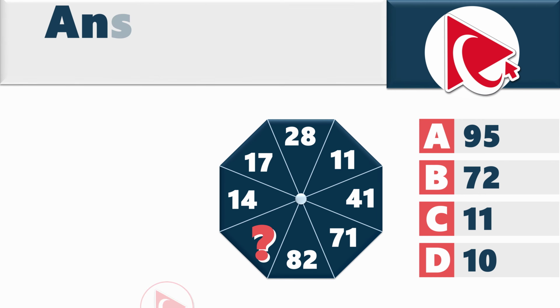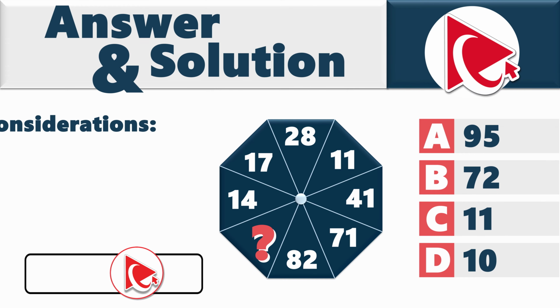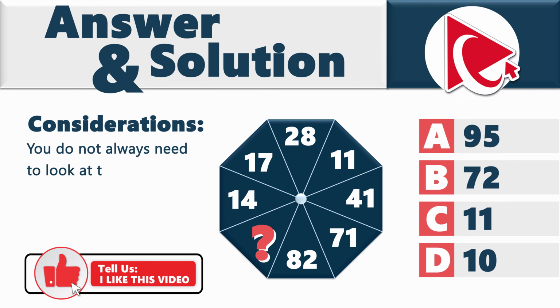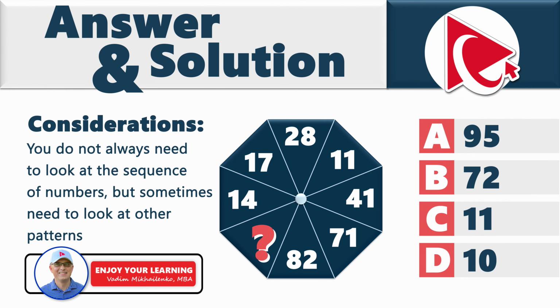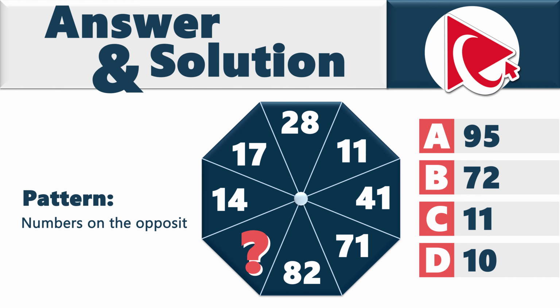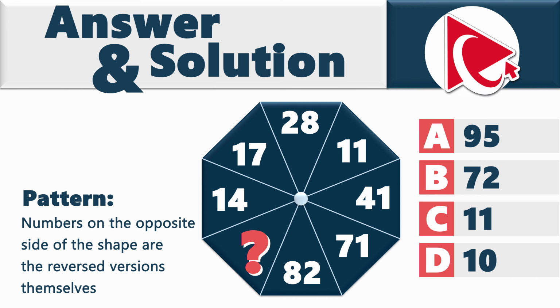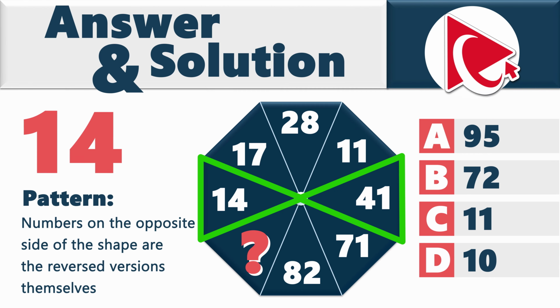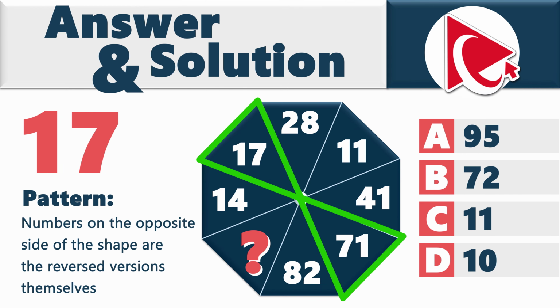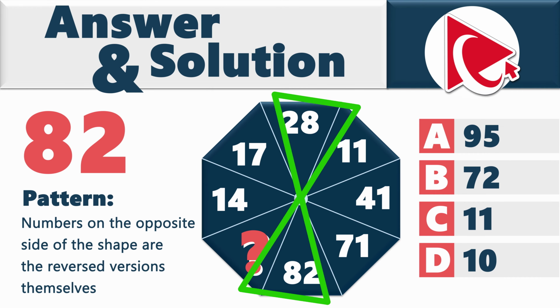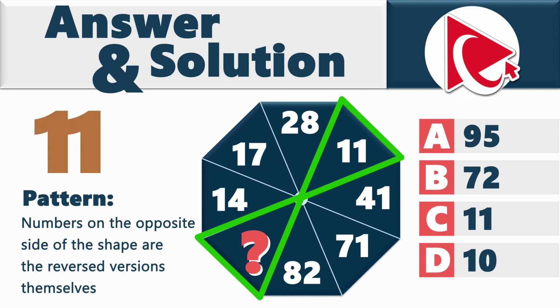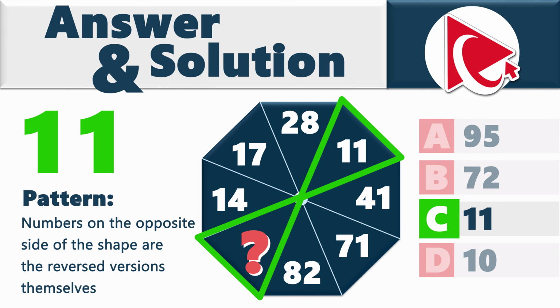I hope you took my comment to think out of the box to heart. You do not always need to look at the sequence of numbers, but sometimes need to look at the other patterns as well. And in this case, the numbers on the opposite side of the shape are the reversed versions of themselves. Let's look at the examples. 14 becomes 41. 17 becomes 71. 28 becomes 82. And the missing number 11 is the same, 11. So the correct answer here is choice C, 11.